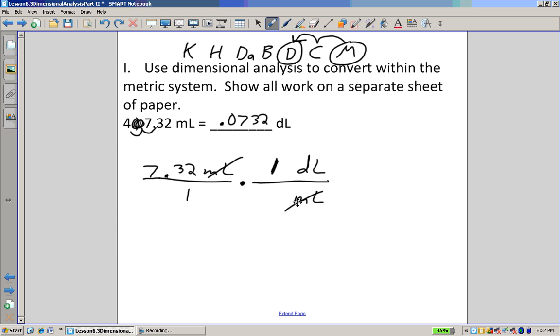Now, what should we be putting with the milliliters? How many milliliters are in a deciliter? Well, for that, we just simply look at how many places we've moved the decimal point. 1, 2 places, 1, 2 zeros. And so now our work is done. Multiply across, 7 and 32 hundredths. 1 times 100 is 100. And of course, deciliters. And if you actually work this out on a calculator, you would get the same thing that we have as our answer.